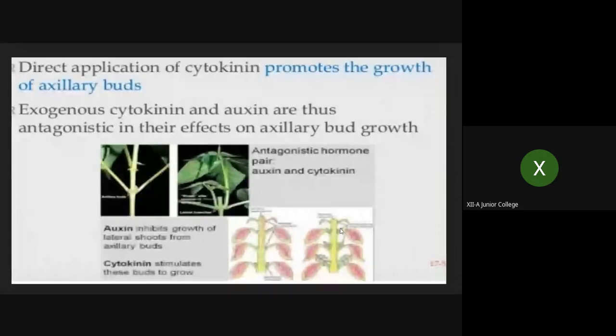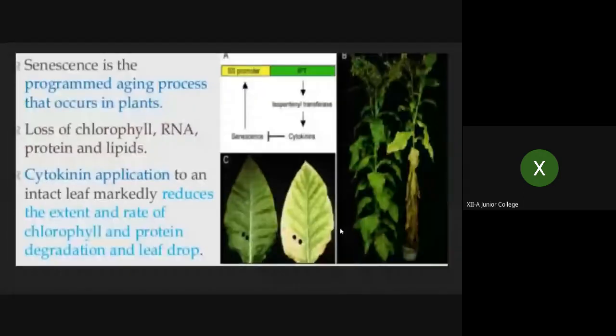The next is senescence. This is also very important. I was telling you what senescence means. Senescence is a type of aging process which occurs in plants, especially in case of leaves. It is immediately observed. Okay, loss of chlorophyll, RNA, proteins, and lipids. That is the type of aging. That is senescence.